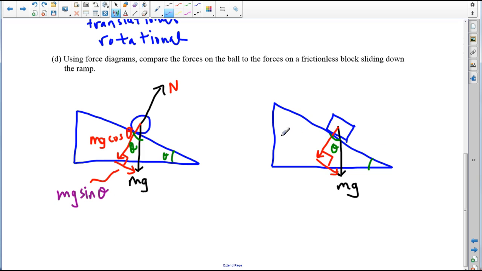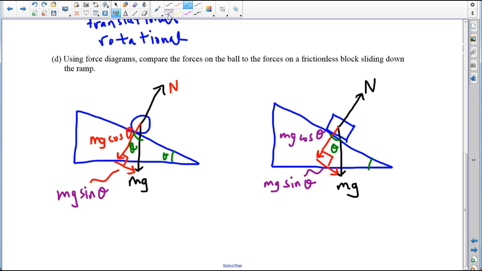Likewise here, we can make those labels, mg cos theta and mg sine theta. And the normal force points off the ramp, perpendicular to the surface, always. The normal reaction. So this doesn't have any friction, so we're done. That's the whole picture. But right here, remember which way this thing is spinning.